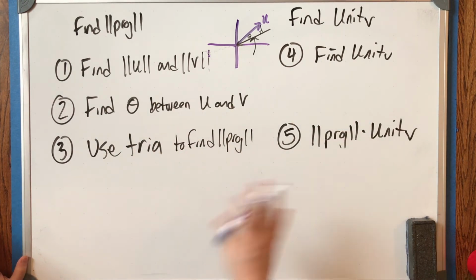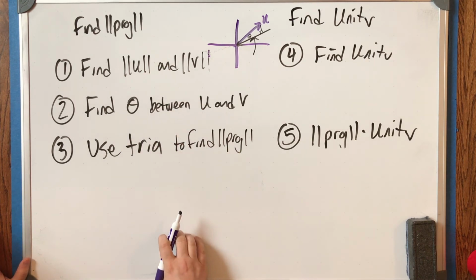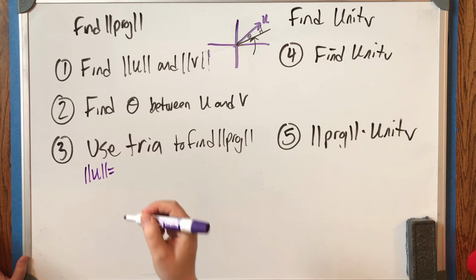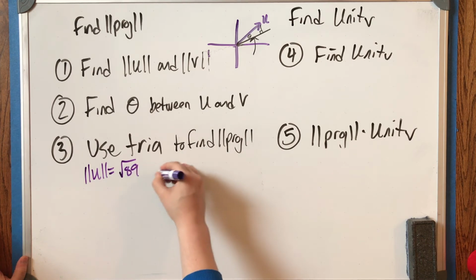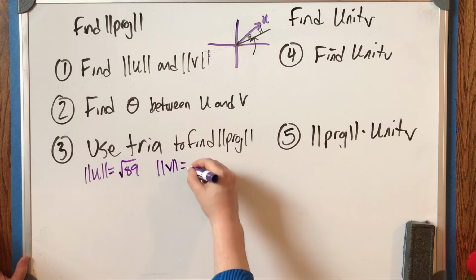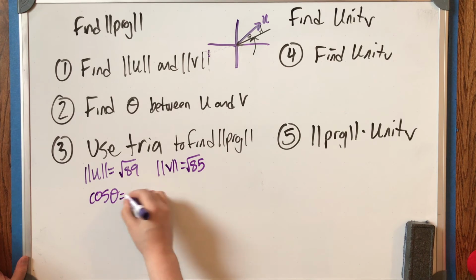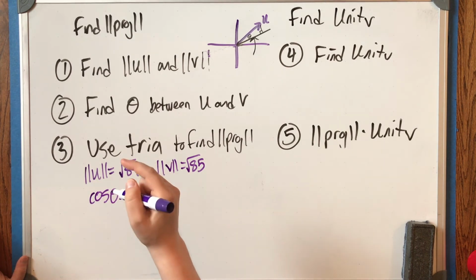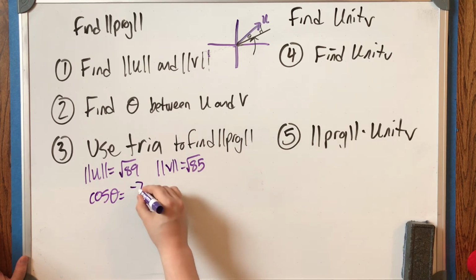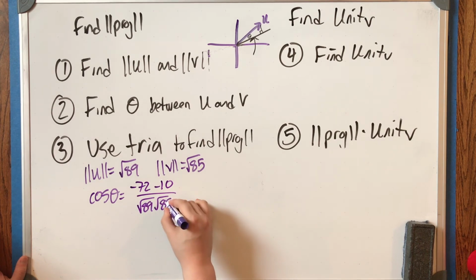So if I follow all of these procedures here, and then I'll do the shortcut formula at the end for you to see that we get the same answers, I just want to show you something that's neat that happens with this length of the projection. I'm going to find the length of u here. It's 8 comma 5, so that's going to be the square root of 89. The length of v is going to be the square root of 85. I'm going to do cosine theta equals the dot product. That's the x values plus the y values multiplied together, so it's negative 72 minus 10 over their lengths, square root of 89, square root of 85.